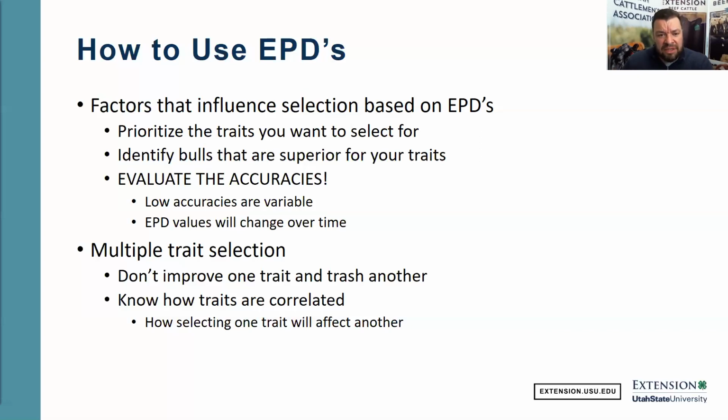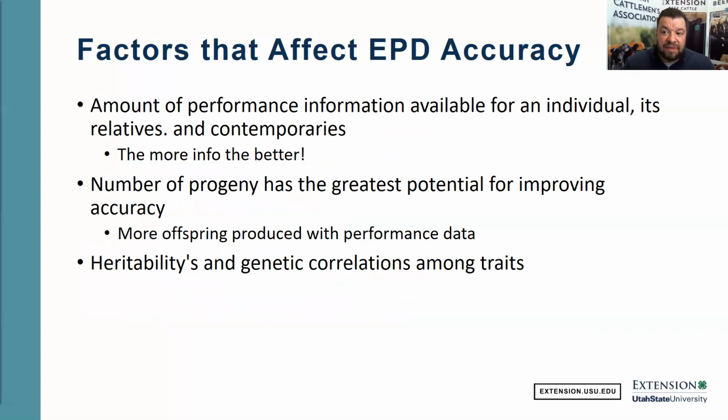Know how traits are correlated. Understand that over-selecting for one trait might damage another trait. That's something we really need to be aware of so that we look at the animal as a whole. We can select calving-ease bulls that do have heavy weaning weights. We don't need to have heavy birth weights to have high growth. Through multiple trait selection, we can identify animals that meet all the criteria for our operation.